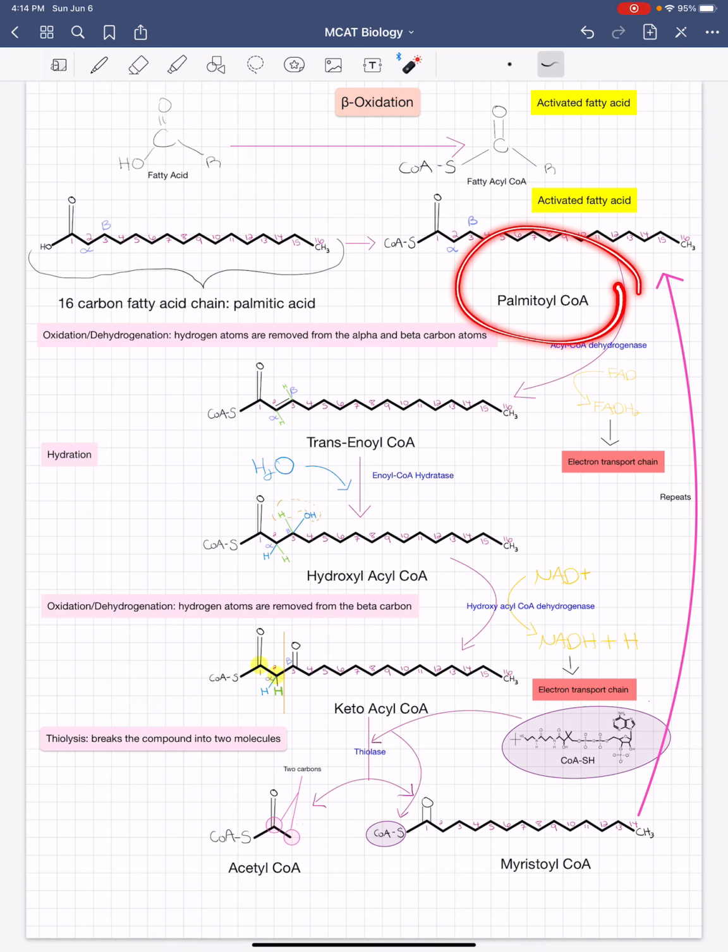Palmitoyl-CoA is then converted into trans-enol-CoA. Trans, since the hydrogen atoms on the alpha and the beta carbon are trans to each other.